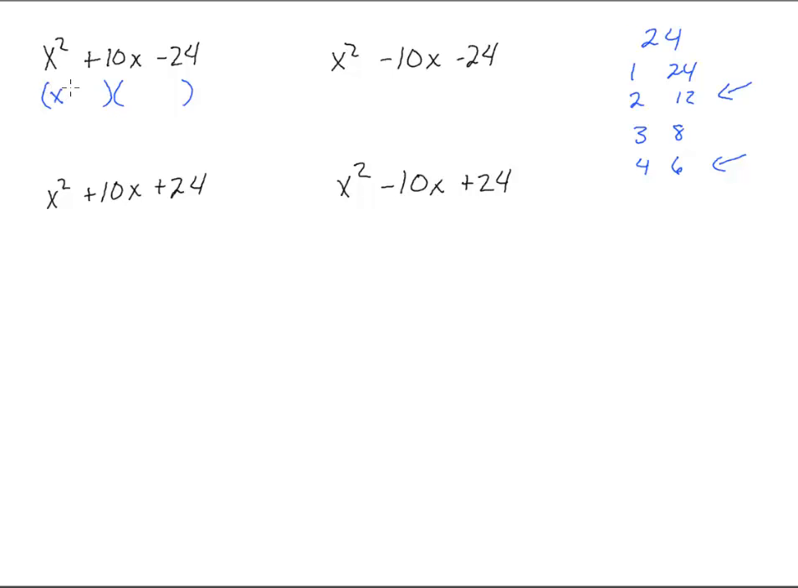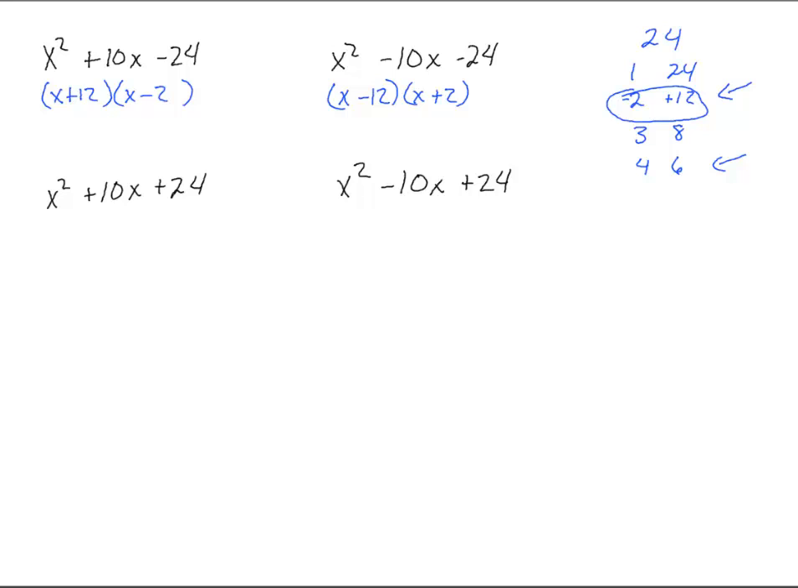It's going to be x plus 12, x minus 2. That's a plus 12 and a minus 2 that times together to give you a negative 24, and then add to a positive 10. And over here, we're still timesing to a negative 24, so they have to be opposite signs. This is x minus 12, x plus 2.